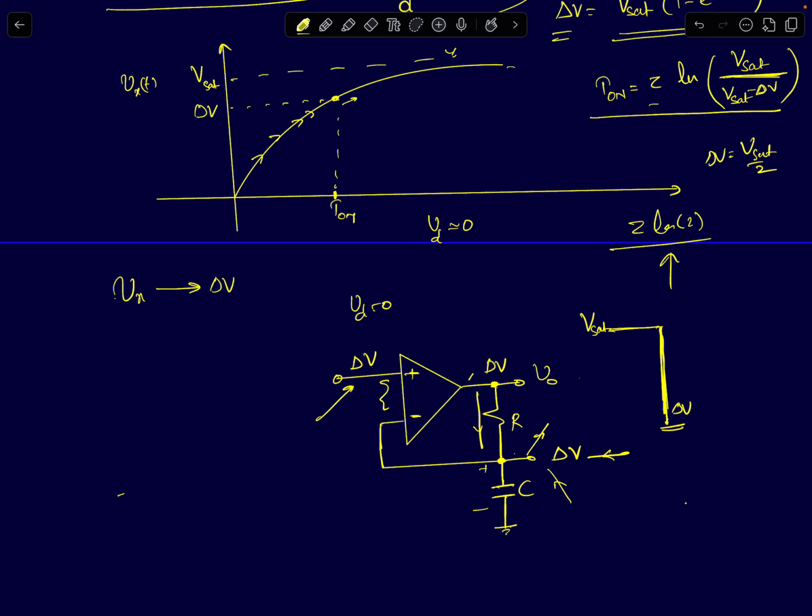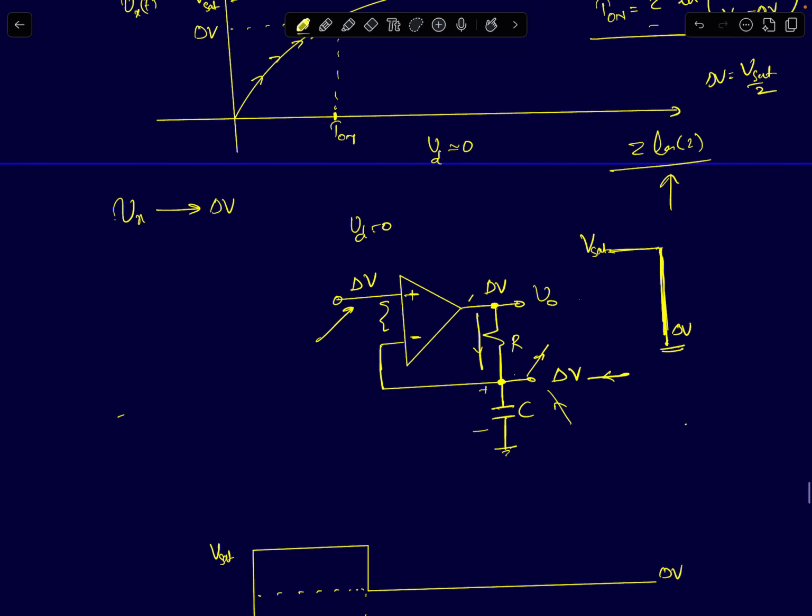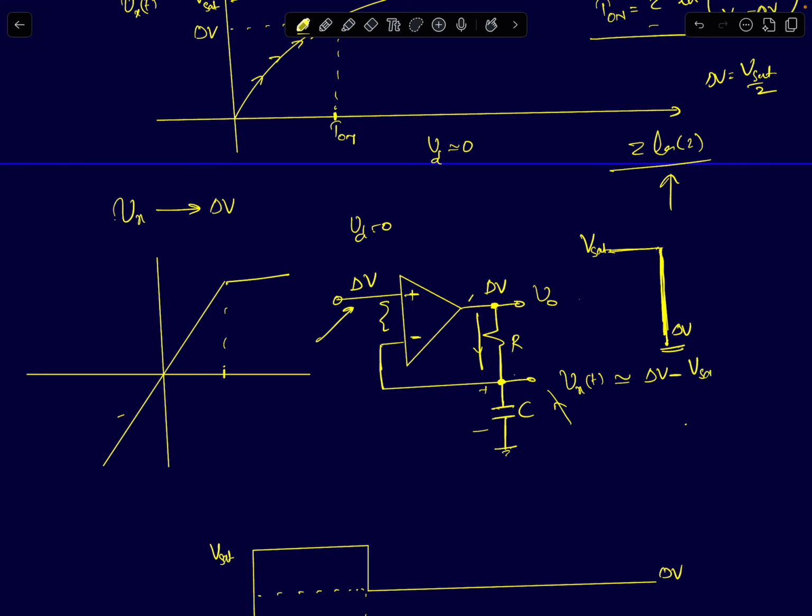You can easily verify what happens if you assume the op-amp has a finite DC gain. Think about it a little bit. I'm just exaggerating this high gain region of the op-amp. When the node voltage Vx of t approaches delta V minus Vsat upon A, that is, when Vx of t becomes very close to delta V, approaching it but slightly lower, lower by Vsat by A volts.